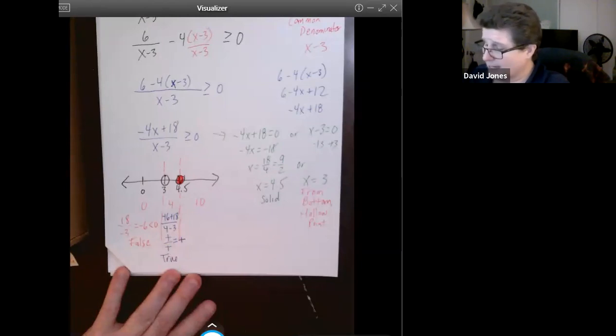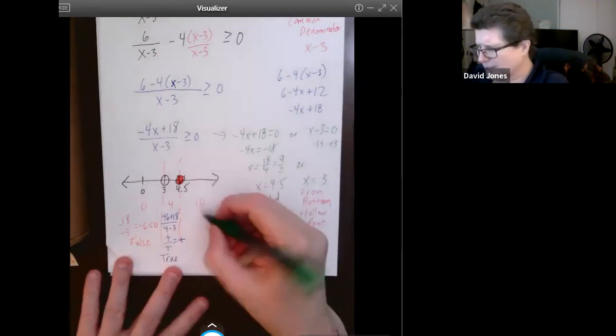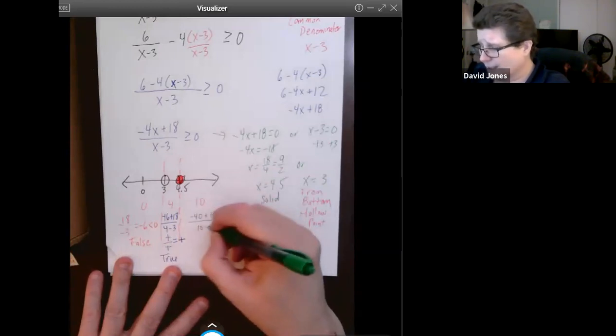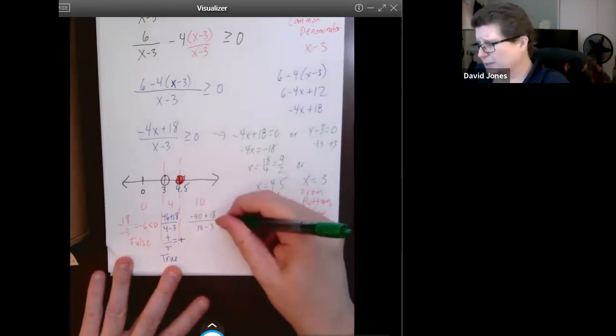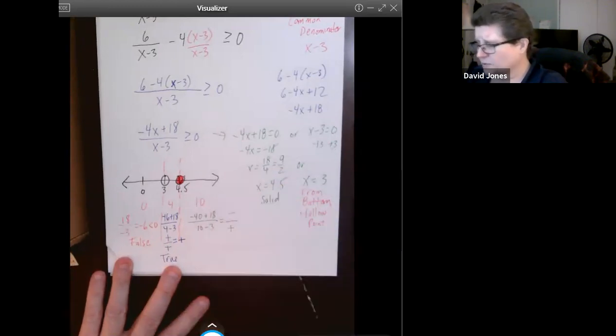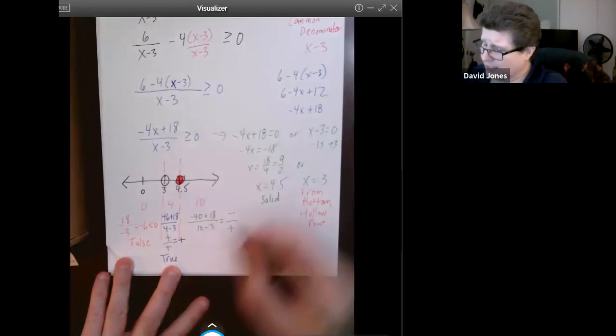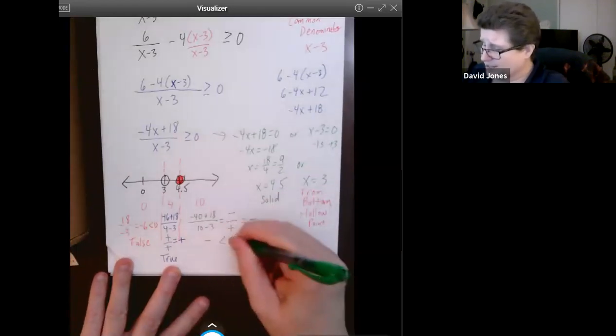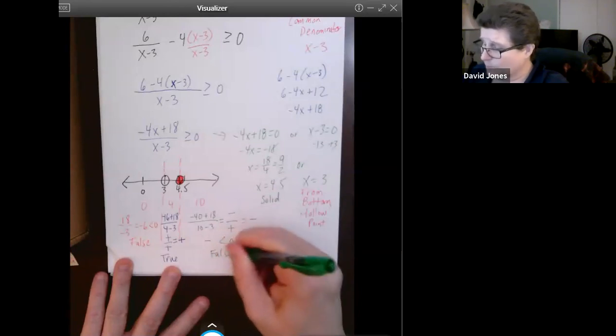And then we check 10. Negative 4 times 10 is negative 40 plus 18 over 10 minus 3. Negative 40 is bigger than 18, so the top's negative. 10 minus 3 is 7, so the bottom's positive. So a negative over a positive is a negative number. Negatives are less than 0. This is a false region.